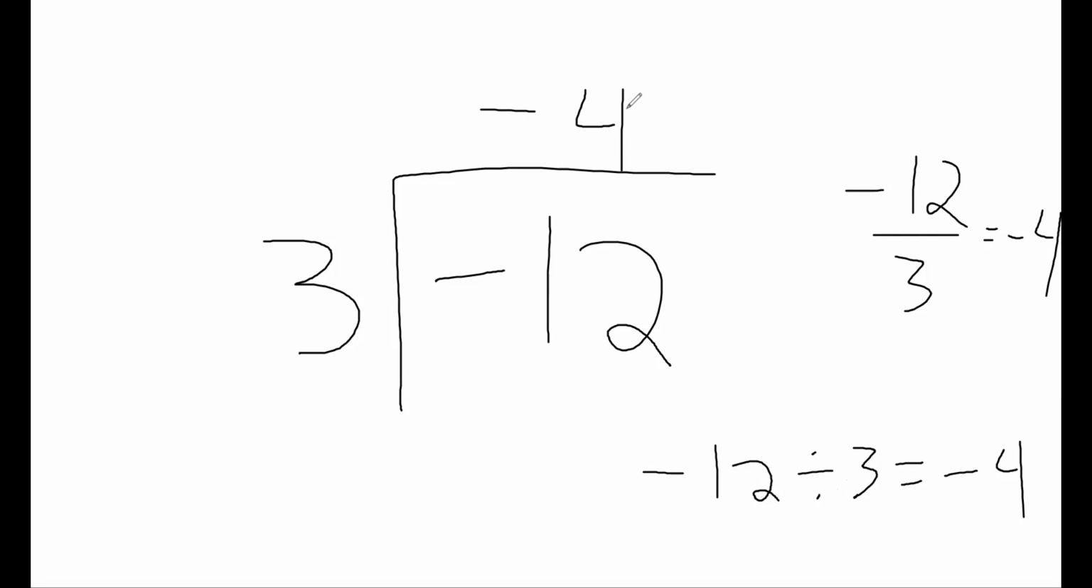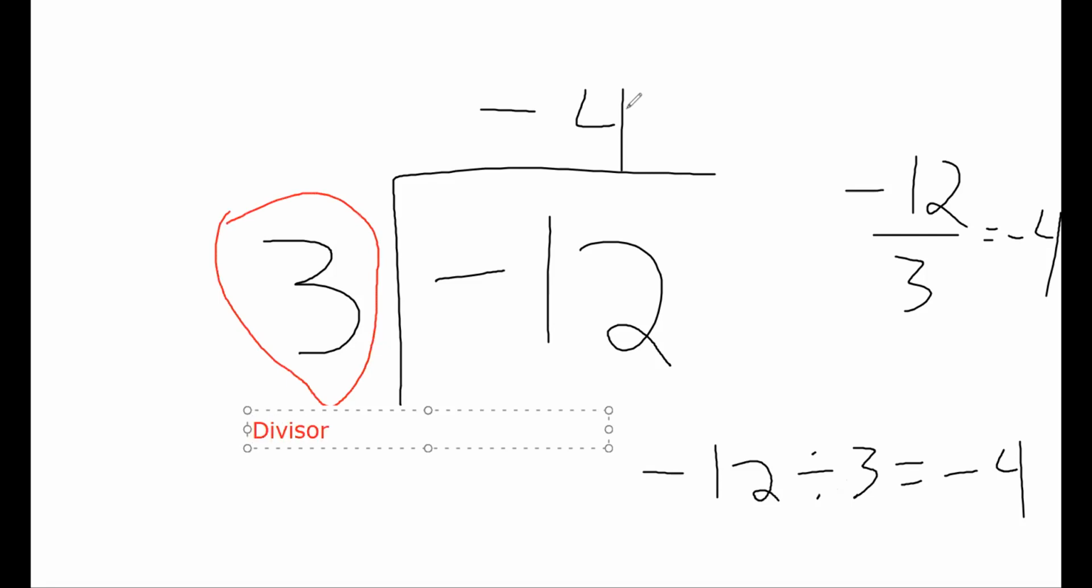Now, if you are a little bit younger, you probably don't like labels. As you get a little bit older, you just realize they're convenient. So the 3 in this case, and in general, the thing that is doing the dividing. Negative 12 is being divided by the 3. The 3 is called, does anyone know? We kind of talked about it last time. The divisor, that's exactly right. The divisor. That is what the positive 3 is.